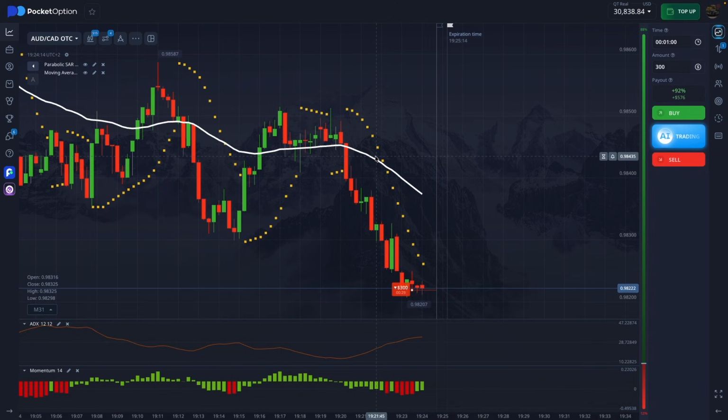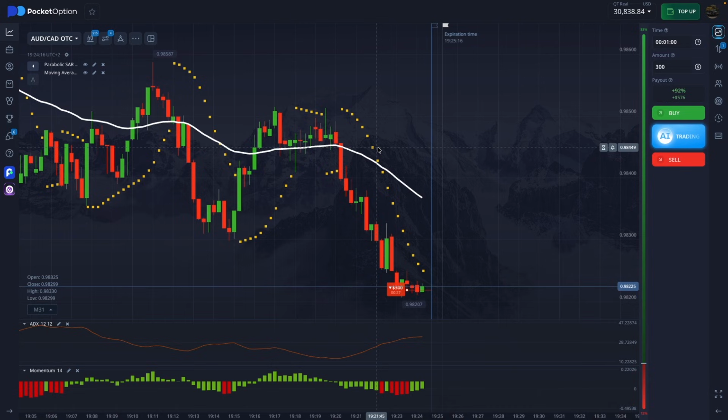Then I look at the SAR indicator, and to confirm this signal, I need the SAR indicator dots to appear above the chart. Currently, the dots are also appearing above the chart, and I understand that in the short term, the price is also in a downtrend.